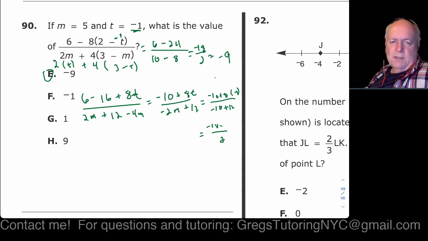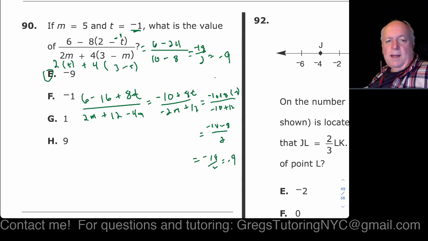So I do get minus 18. Why is my brain forcing me to type plus signs? Minus 18 over 2 is equal to minus 9. So both ways I got the same answer. So that's another way of solving for x, if you will.